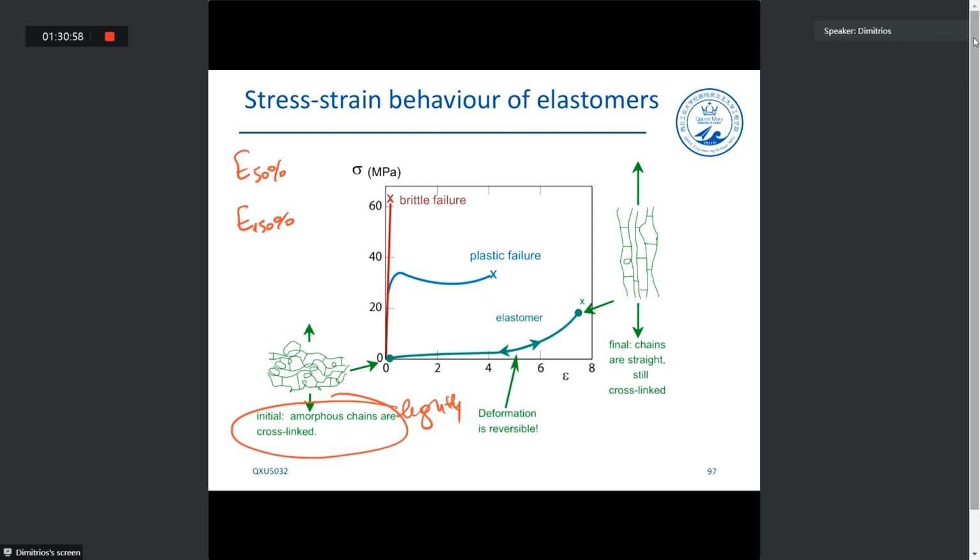Indeed, the deformation is reversible for elastomers, and we see at the last part of the stress strain curve, we have this significant increase in the ultimate tensile strength because of orientation of the chains along the pulling direction.